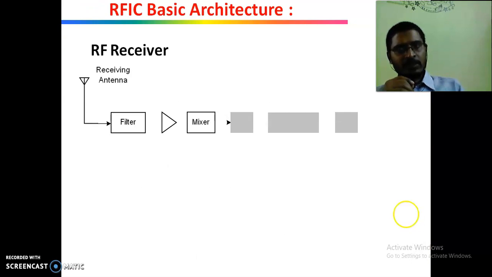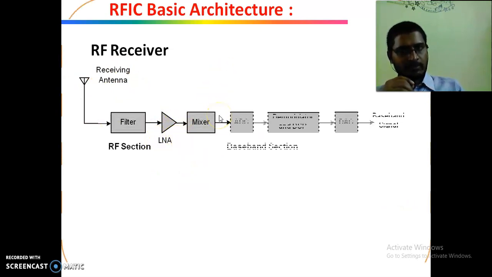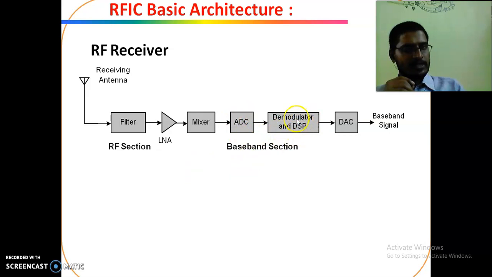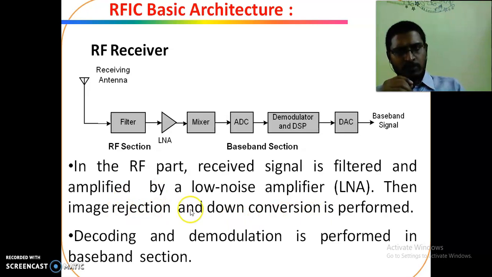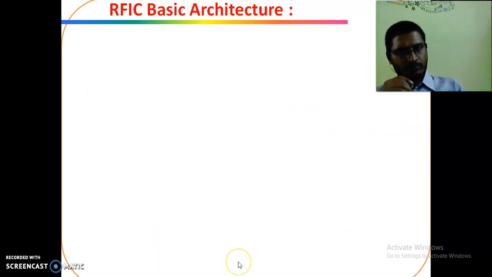RF receiver: receiving antenna, filter, LNA (low noise amplifier), mixer, analog to digital conversion, baseband, demodulator and digital signal processor, digital to analog conversion, then baseband signal. So in the RF port, the received signal is filtered and amplified by a low noise amplifier, then image rejection is performed and down conversion is also performed. Decoding and demodulation is performed in the baseband section.